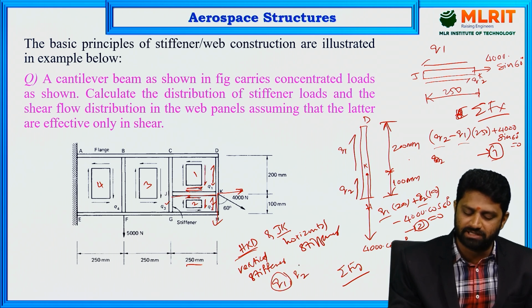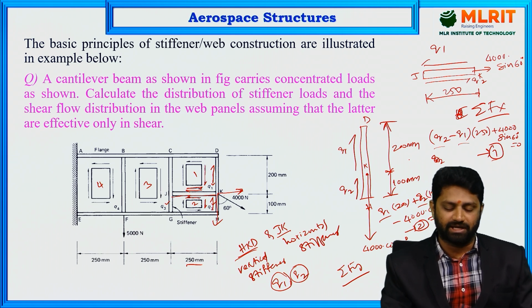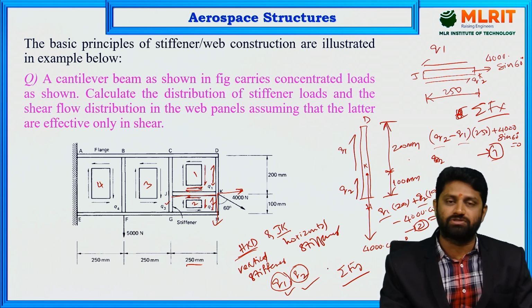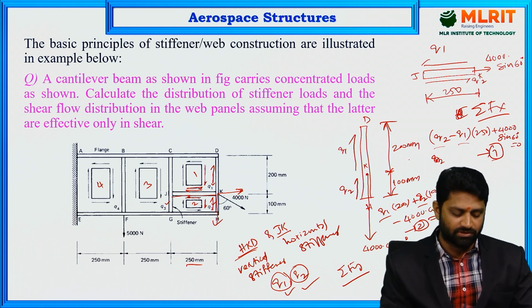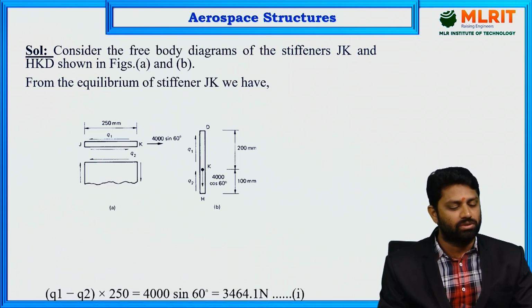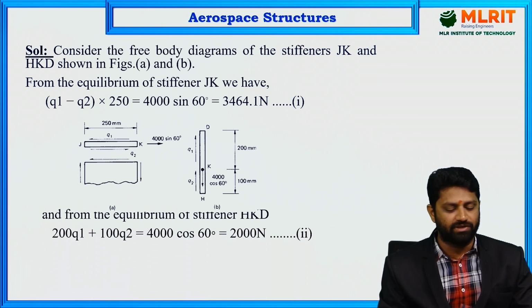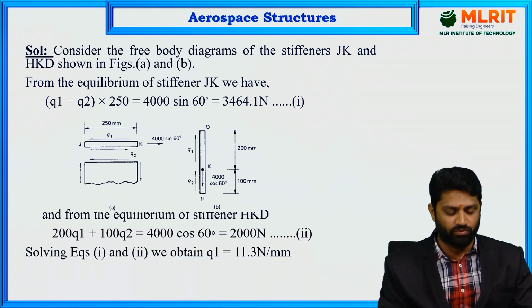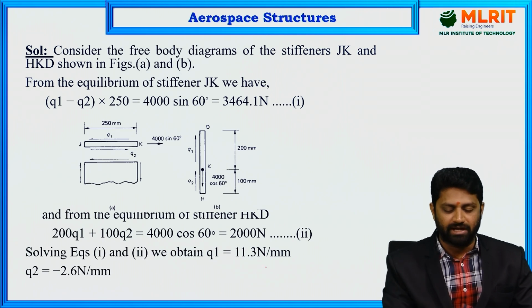So by considering the horizontal and vertical equilibrium of HKD as well as JK, you are going to solve for two shear flows, Q1 and Q2. After Q1 and Q2 are done, you are left with only the other two shear flows, 3 and 4. So this is how the free body diagrams are considered for JK as well as HKD, in which we got equations in terms of Q1 and Q2, and therefore you can calculate the shear flows.